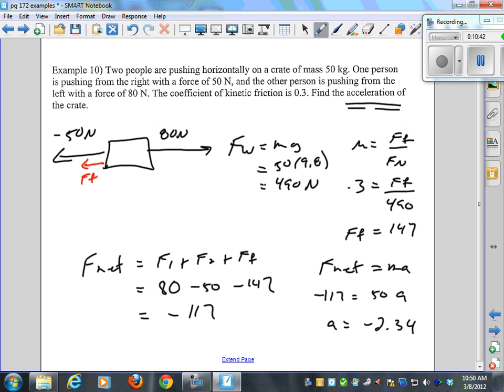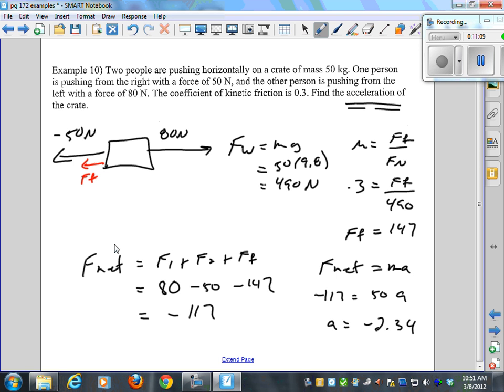Put on your real world filter hat and say, whoa, is this what's going to happen here? If someone pushes with 80 to the right, and someone pushes with 50 backwards, is the crate going to go to the left? No. It's not going to go to the left, is it? What's it going to do? 30 newtons to the right. It's not going to do anything. It's going to sit there. There is too much friction. Very good, Cody. There is too much friction.